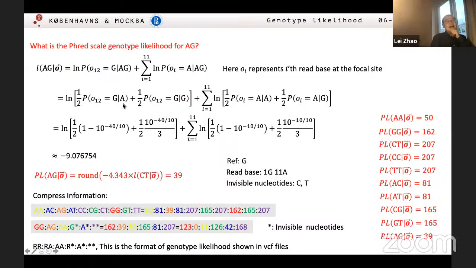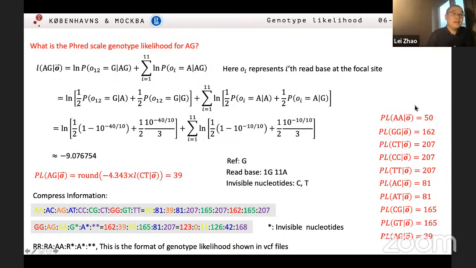Now it has a half chance that this G comes from A, and half chance that this G really comes from a G. So you do this, and also in this part you get this kind of thing. If you calculate these together, you get this value, and the flat scale likelihood of AG actually equals 39. And so now you get all 10 likelihood functions.